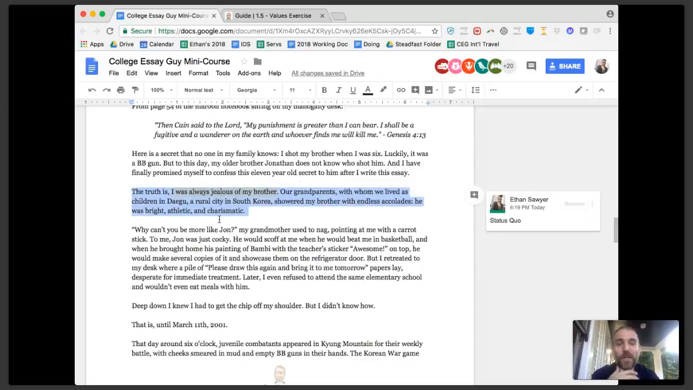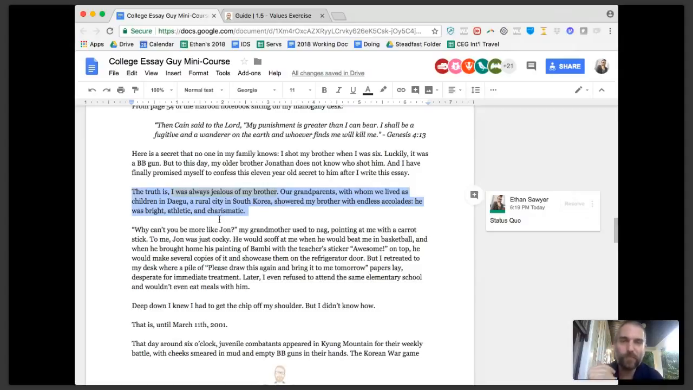"To me, John was just cocky. He'd scoff at me when he'd beat me in basketball, and when he brought home his painting of Bambi with a teacher's sticker, 'awesome,' on top, he'd make copies and showcase them on the refrigerator door. But I retreated to my desk where a pile of 'please draw this again and bring it to me tomorrow' papers lay, desperate for immediate treatment. Later, I even refused to attend the same elementary school and wouldn't even eat meals with him."